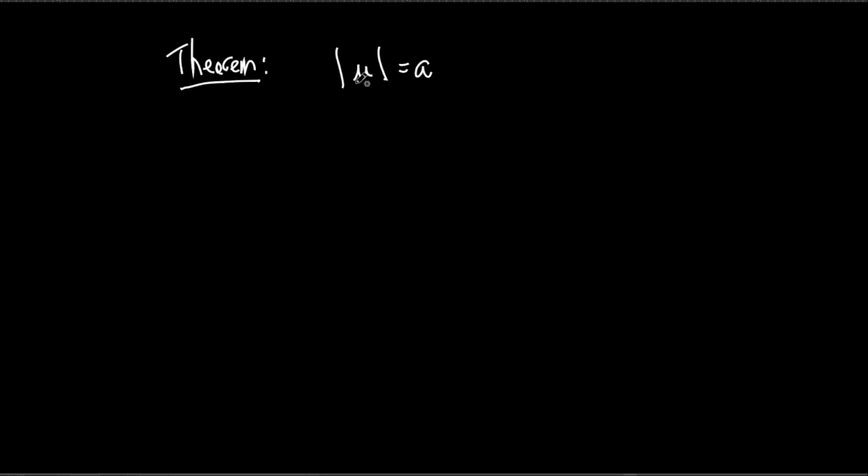All right, so what does this mean? This means the absolute value of U equals A. So if I wanted to actually solve for U, find out what U is equal to, let's just think about it. What does this mean? It means the absolute value of some number is equal to A. It means it's A units away from 0.